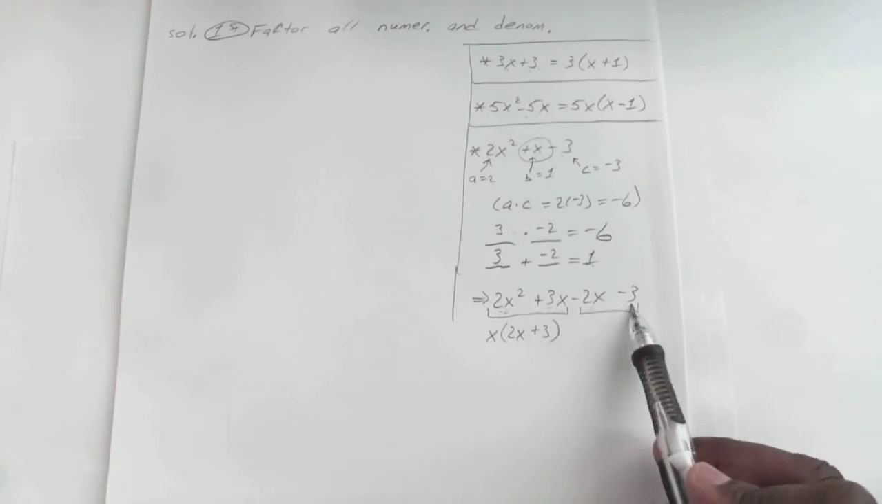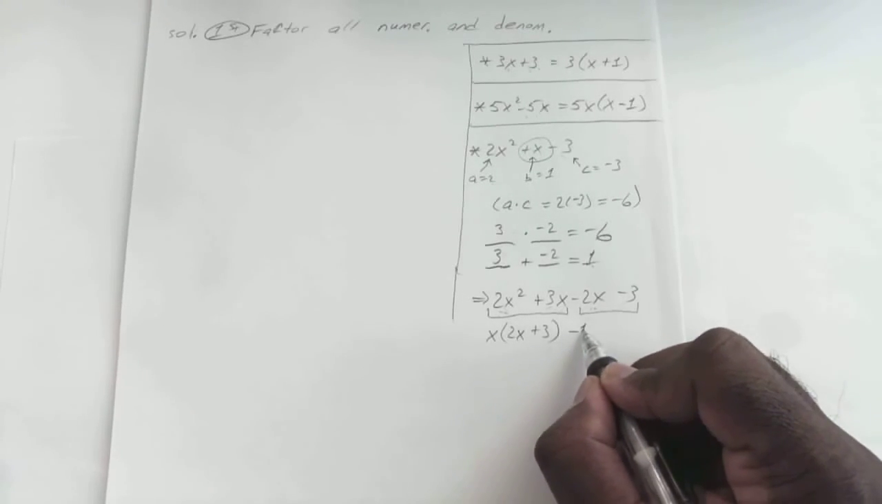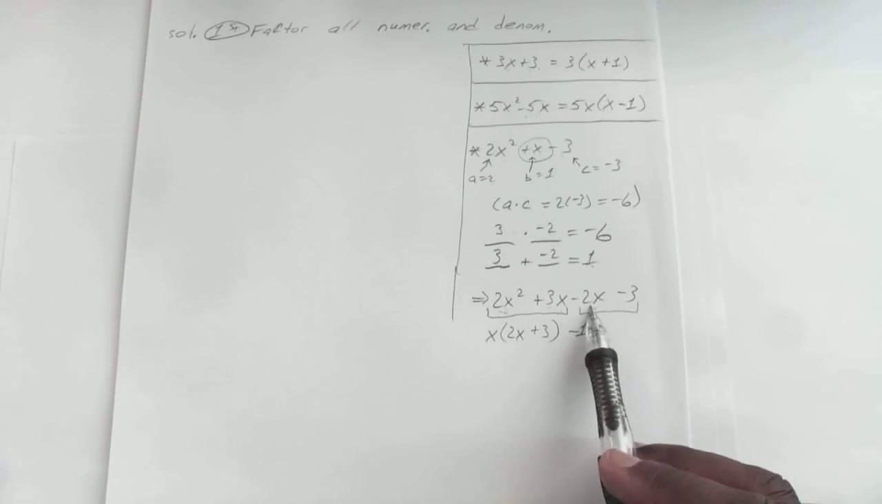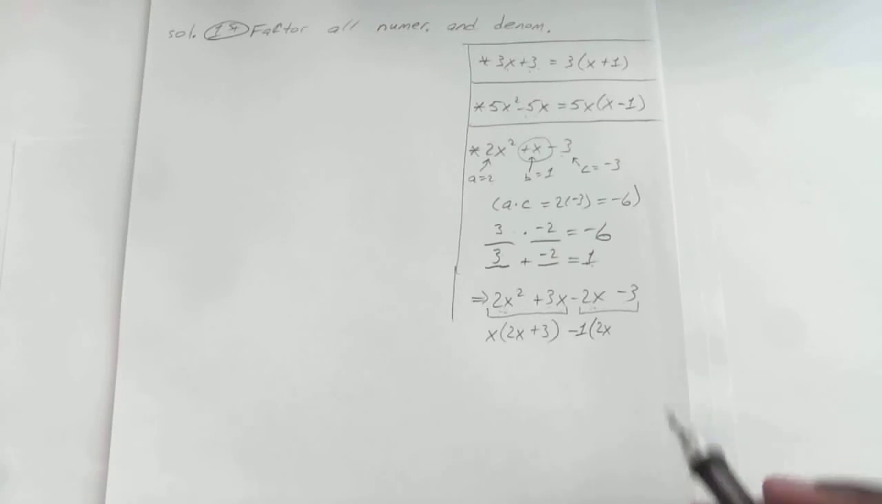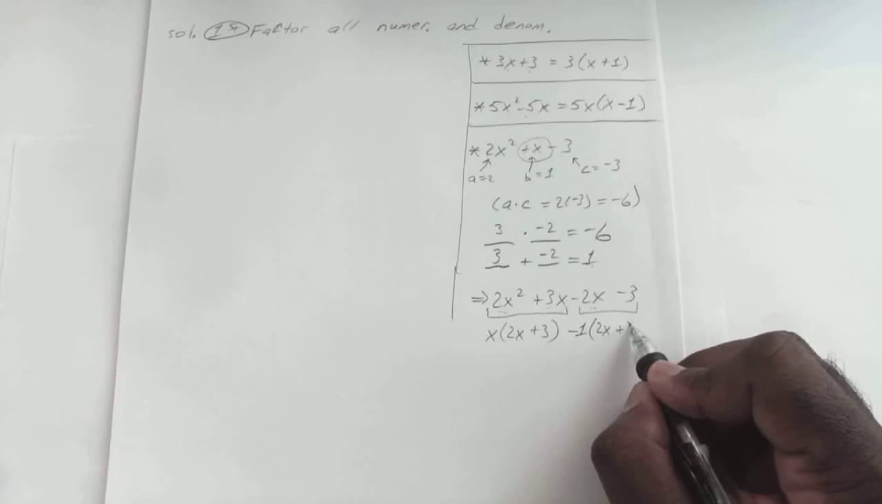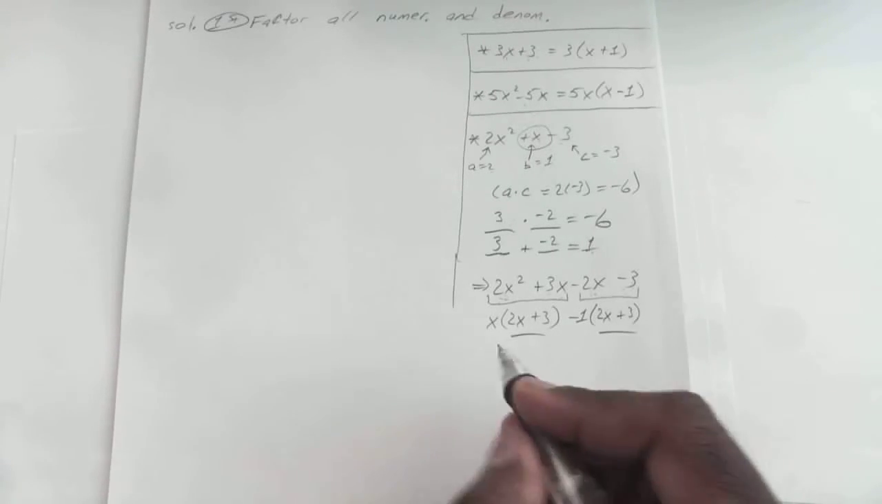Okay, so now for these two terms, we can factor out a -1. So we go ahead and put that there. -1 times 2x will give us our -2x, so we put our 2x there. And -1 times +3 would give us our -3, so we put our plus 3 there, which gives us exactly what we need, our matching binomials. So we go ahead and factor those two out.